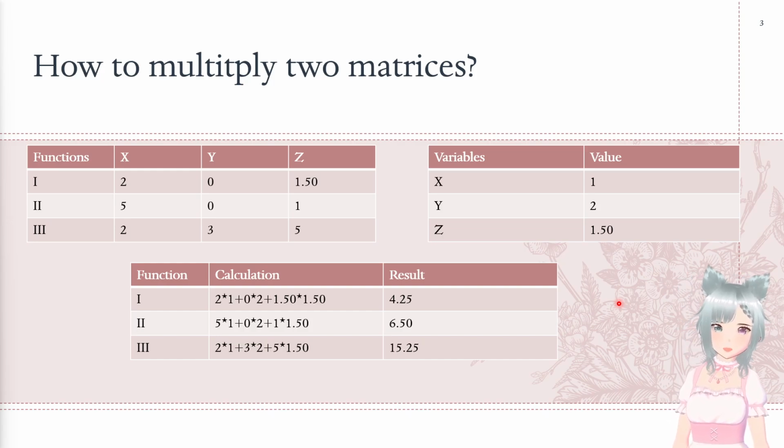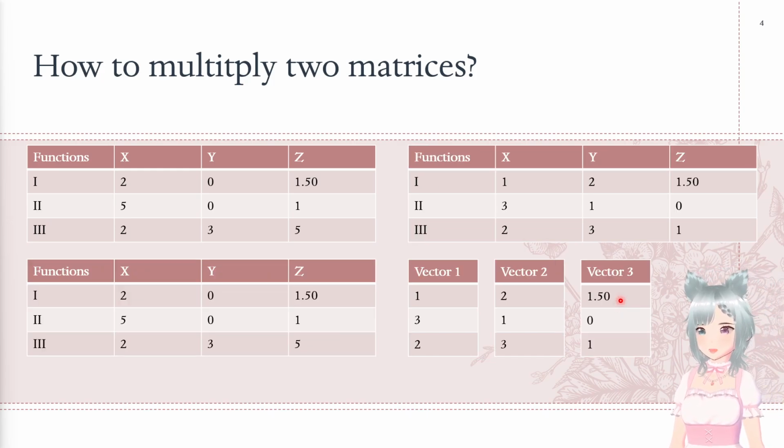So why is it important to know how to multiply a matrix with a vector? Because if we have two matrices, like so, this is the same matrix, this is a different matrix here, we can cut the second matrix into 3 vectors. See how every column of this matrix is represented in each vector. So for example, 1, 3, 2, we have here the first vector 1, 3, 2. Second column 2, 1, 3, so we have 2, 1, 3. And 1.5, 0, 1, we have 1.5, 0, 1.